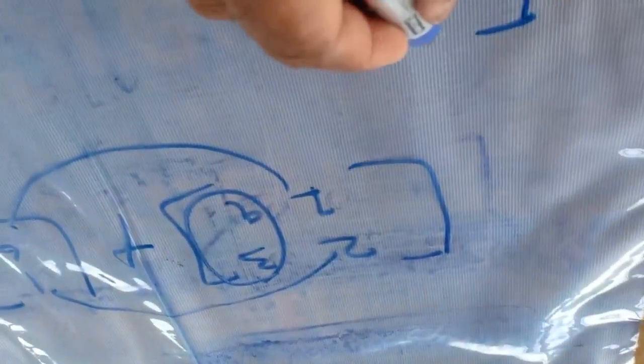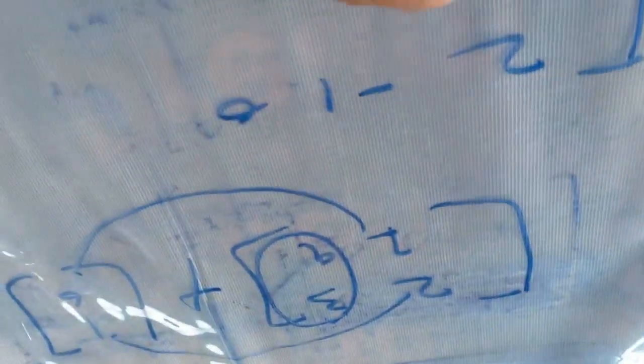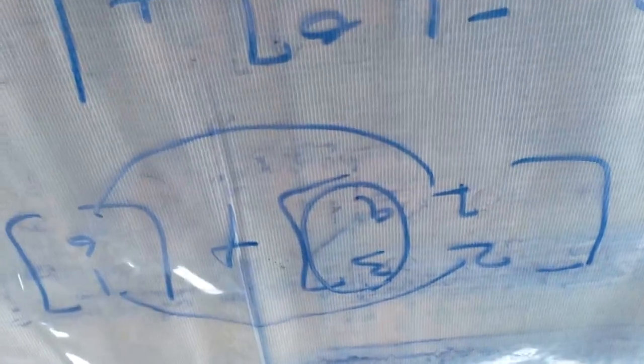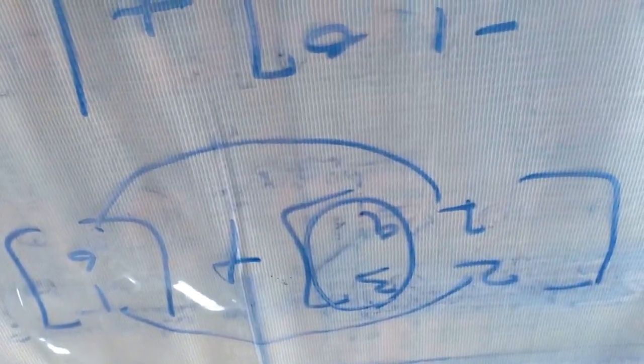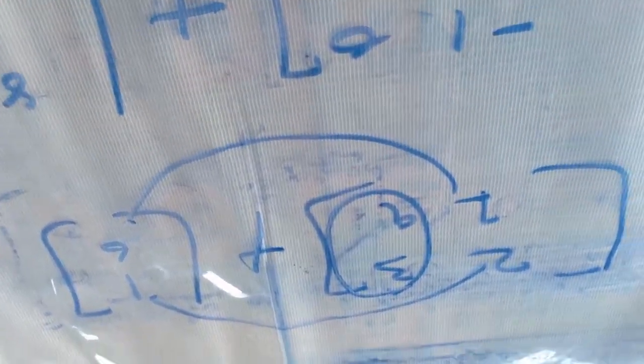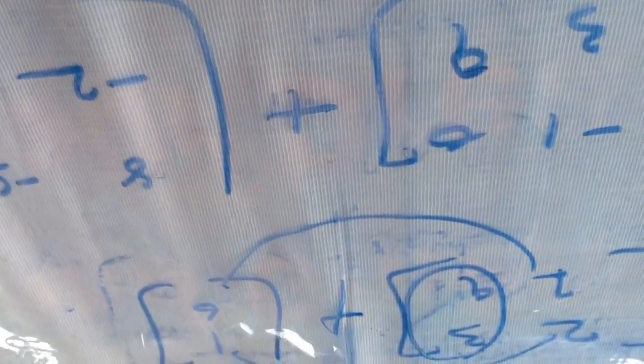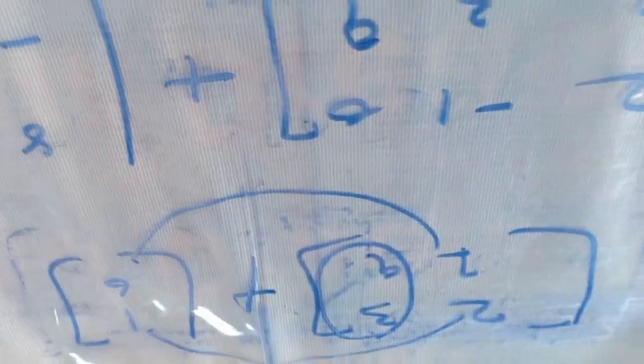Let us take another example of 2 into 3 order. 2, minus 1, 0, 6, 3, 9. Next, plus 8, minus 5, 4, minus 2, minus 5, 0. Now add them, in a very simple way.